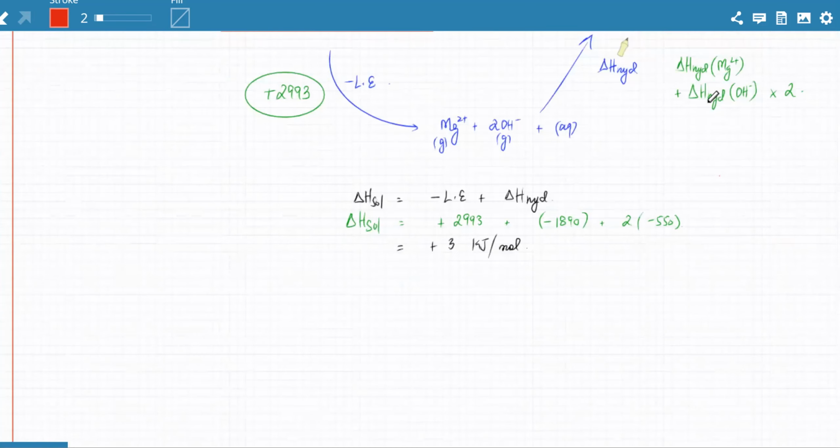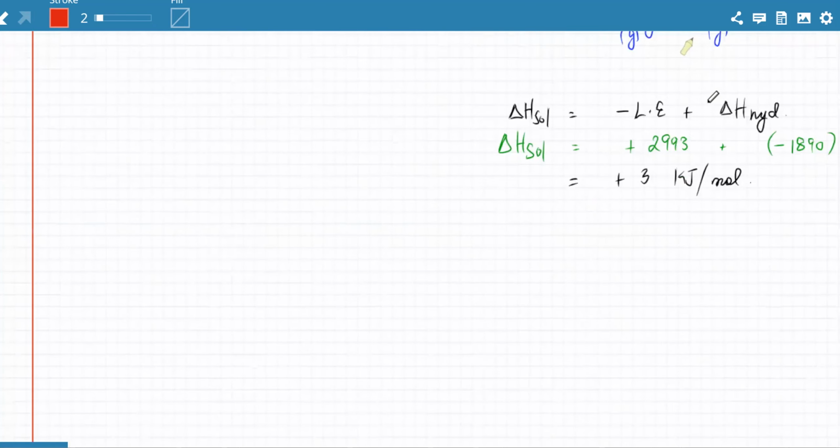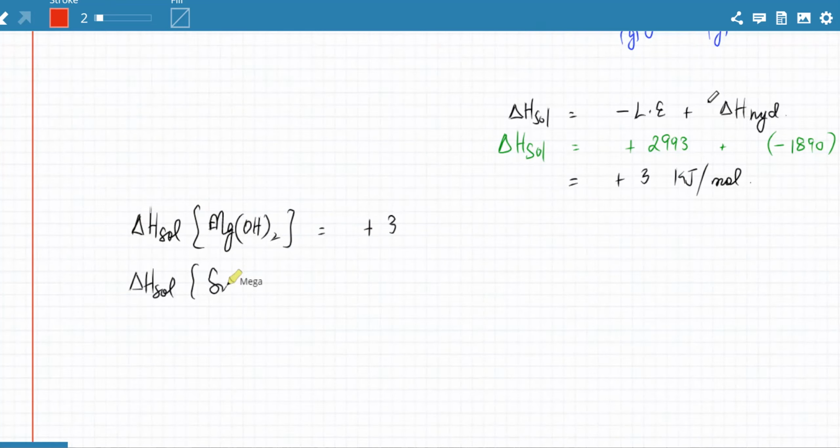So, I'm just going to write over here that our enthalpy of solution for Mg(OH)2, that one is coming out to be plus 3. And for enthalpy of solution of Sr(OH)2, that's coming out to be negative 47, right? So which one is more soluble?